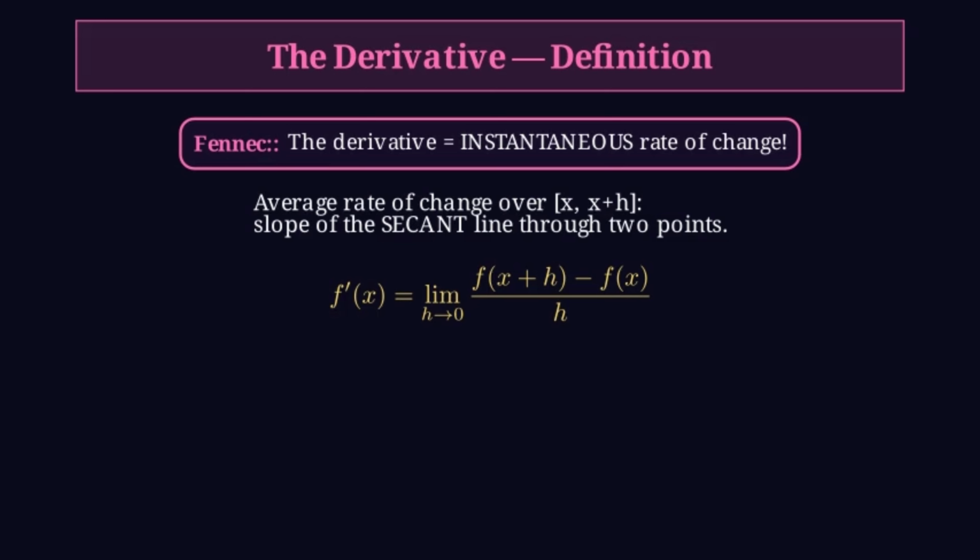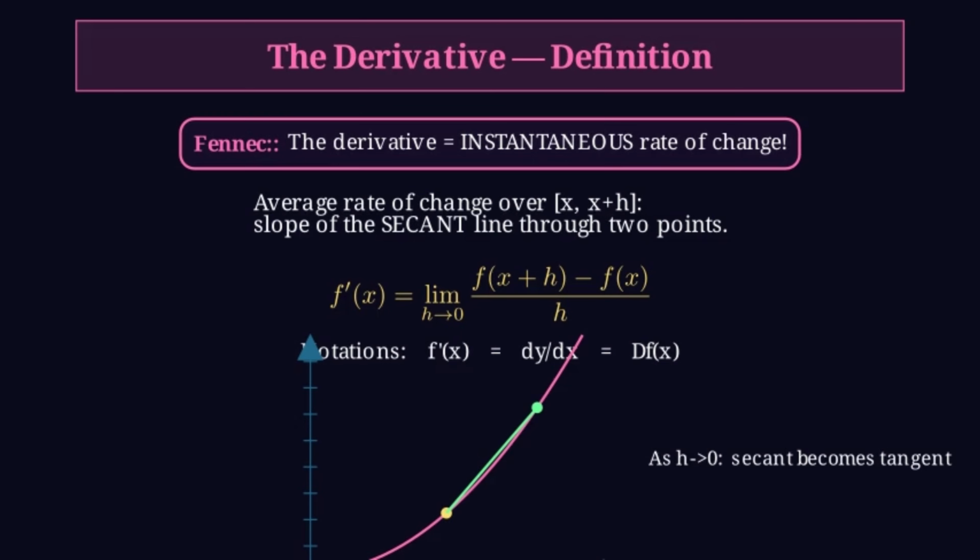The power rule is the most used rule in all of calculus. Learn it cold. The rule, d over dx of x to the n equals n times x to the n minus 1. 2 steps. Bring the exponent down as a multiplier. Then reduce the exponent by 1. Examples: x cubed becomes 3x squared. X to the 5th becomes 5x to the 4th. X squared becomes 2x. X becomes 1. And any constant has a derivative of 0.